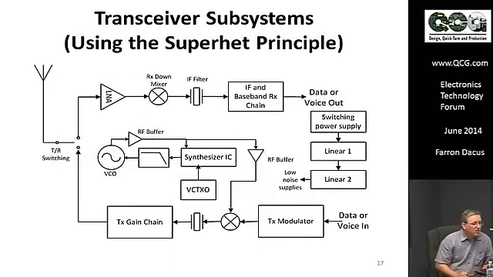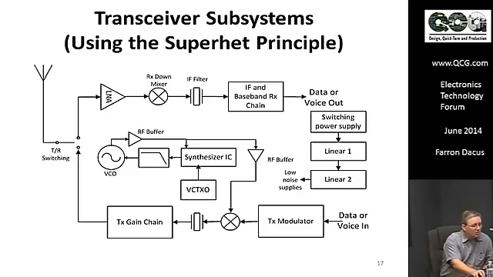Okay, so here's an example of a modern transceiver, and it's got an LNA to boost the signal without adding very much noise, then a mixer to down convert. You've got an LNA ahead of the mixer because this mixer has quite a bit of noise. You put some gain ahead of it, you overcome that. An IF filter, and then baseband processing.